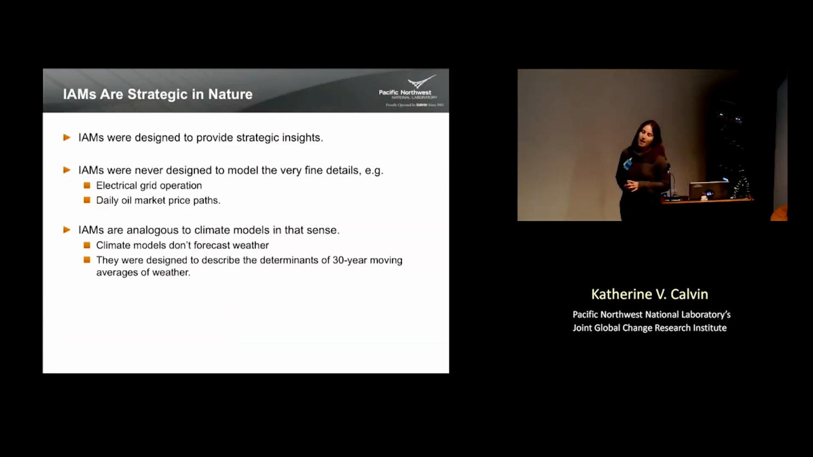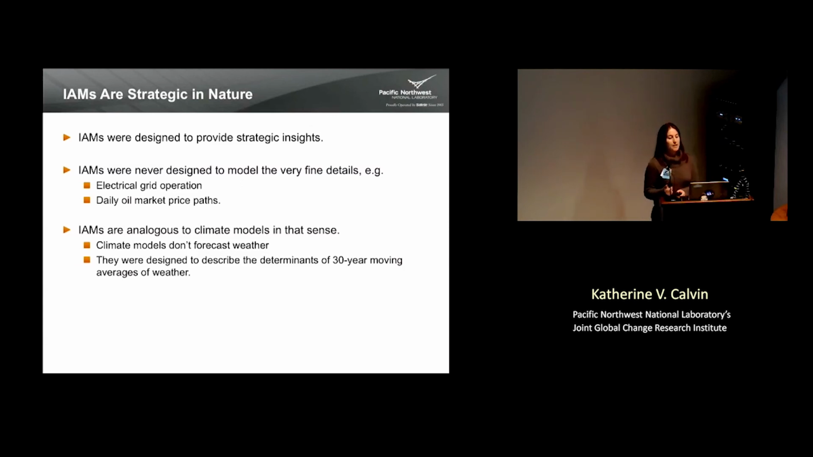So some things to note about an integrated assessment model. We're coupling together human and Earth systems, but we're not doing everything as detailed as you might if you looked at a single sector model. These are strategic models, and they're looking at strategic questions and strategic insights. So we weren't designed to model very fine details. We don't do electric grid operations. We're not a dispatch model. We're not going to tell you which generating unit you should use on which day.